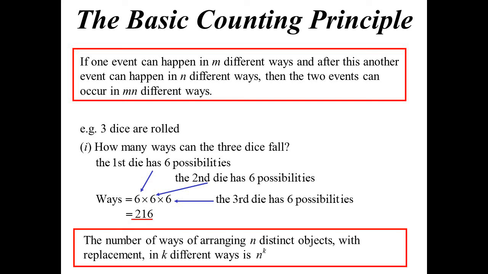That then brings up this idea. I didn't really have to go 6 times 6 times 6. The number of ways of arranging n distinct objects with replacement in k different ways must be n to the power of k. So the 3 dice, they all have 6 possibilities, so I could have just gone 6 cubed.